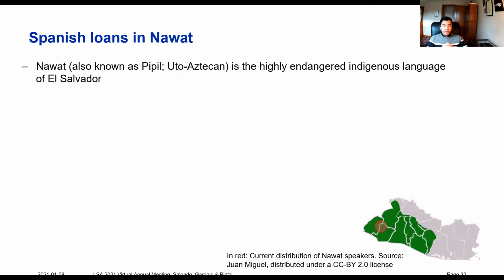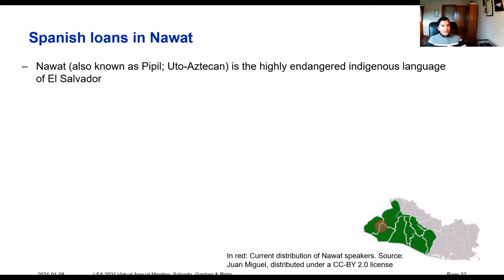So the second case comes from our own fieldwork on Nahuat, formerly known as Pipil. And Nahuat belongs to the Nahuan branch of Uto-Aztecan. So it's interesting that both languages that we see that have loanword marking outside of the verb domain are from the same language family, but this is entirely accidental.